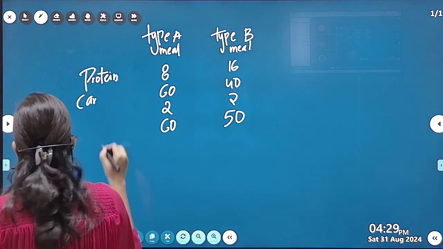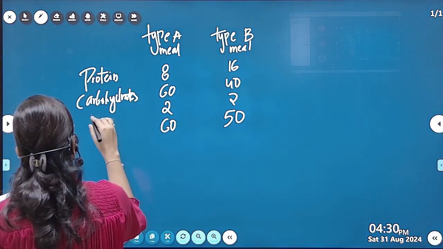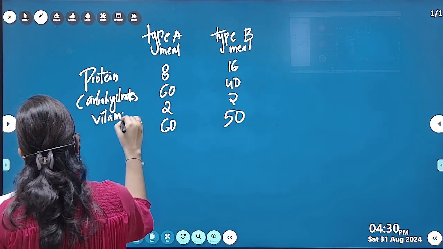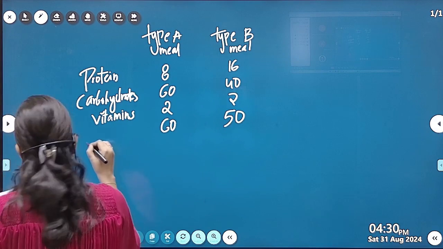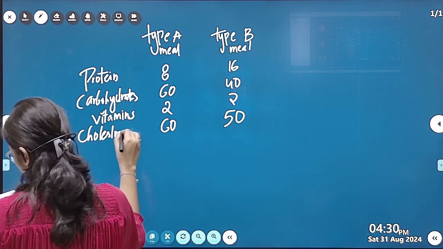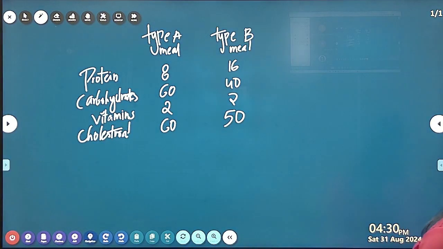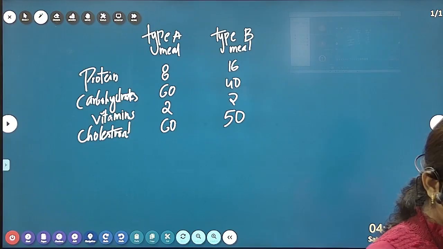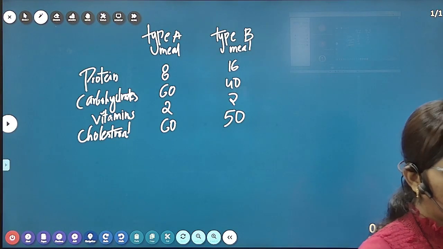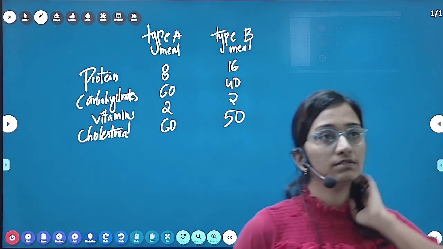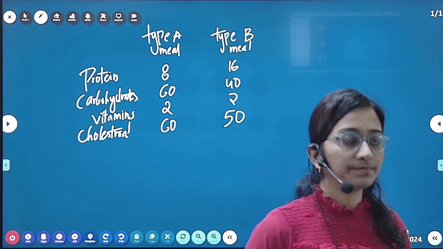Over this time period, how many days should he have type A meal and for how many days should he have type B meal? Clear?